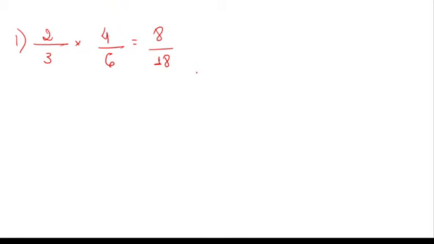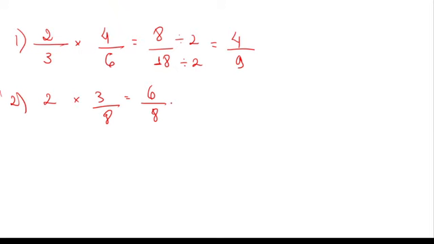But this result, I can simplify. So I can divide by 2 both places. So here is 4 and here is 9. 4 over 9. In this case, I can't simplify anymore. Let's see another example of multiplication. Let's say I have 2 times 3 over 8. So it's 6 over 8. I can simplify this fraction by 2. So I have 3 over 4.